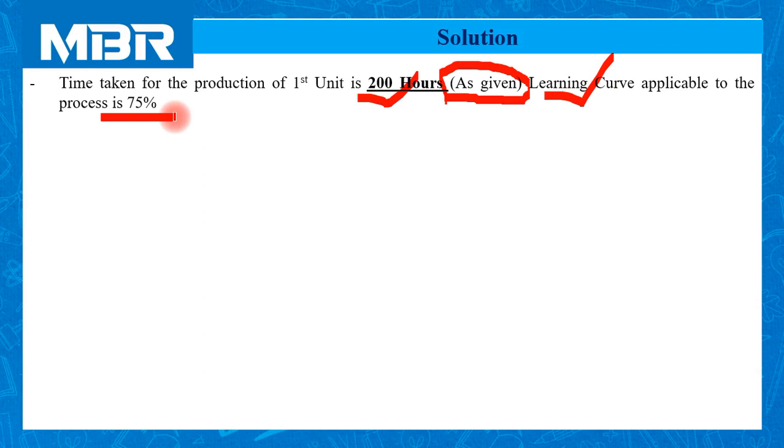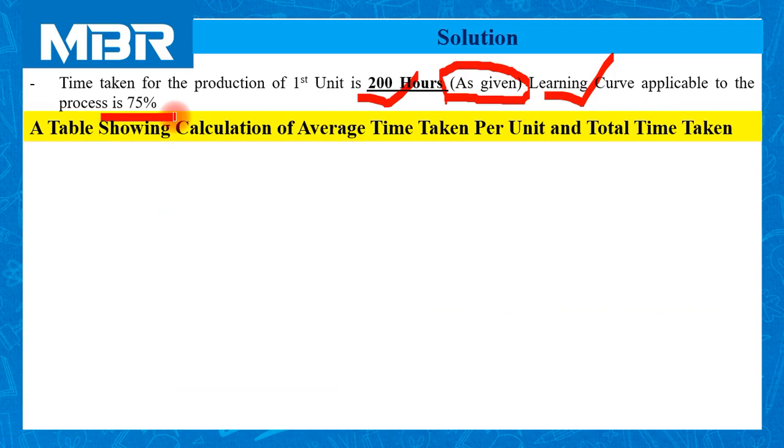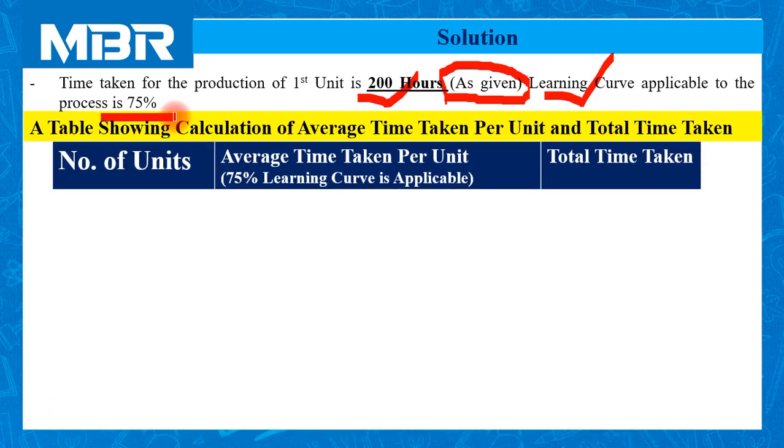Here, the learning curve is 75%. It means for each and every batch of production, the effective average time per unit is 75% of that of the previous batch. Let us understand these things with the help of calculation. Number of units, average time taken per unit, in brackets I have written for your reference that a 75% learning curve is applicable to this process, and total time taken.